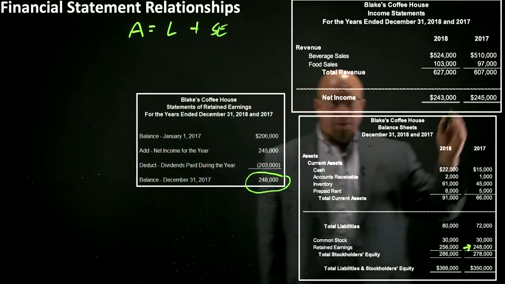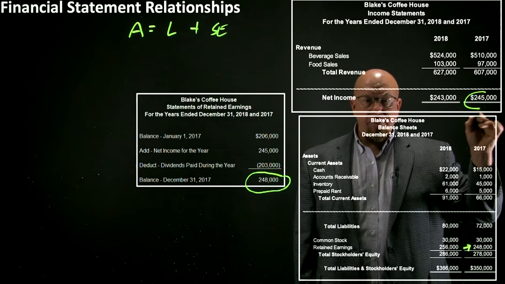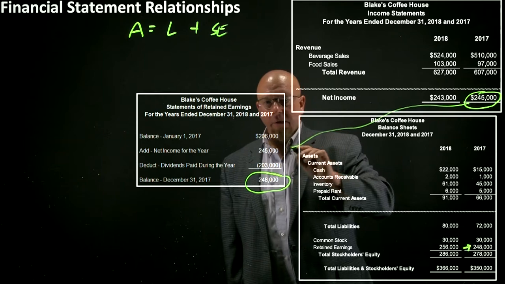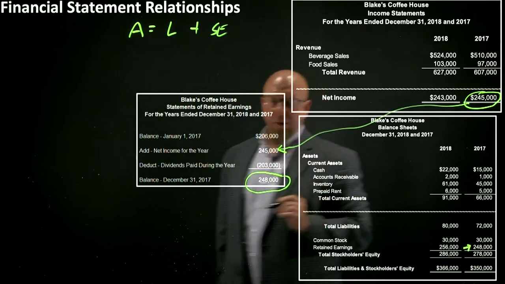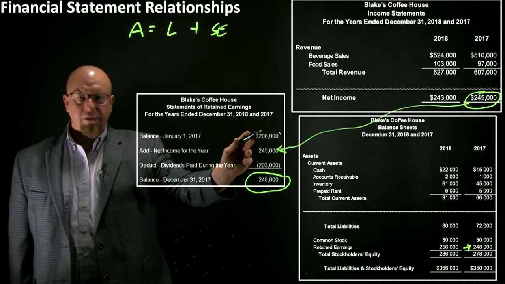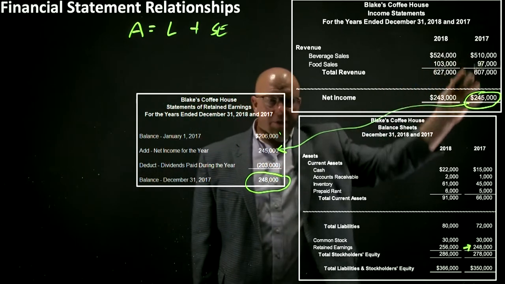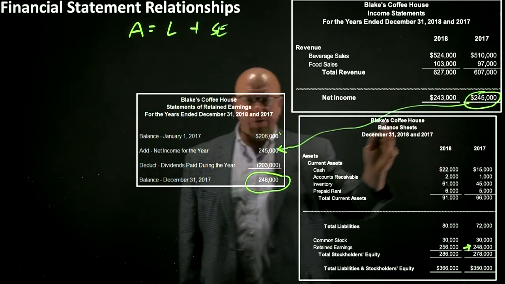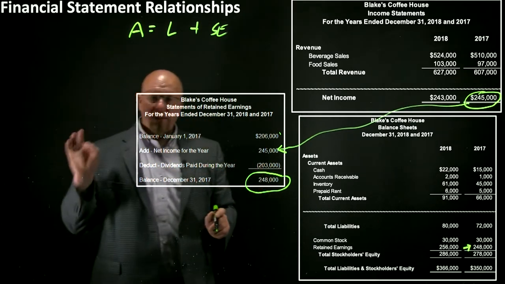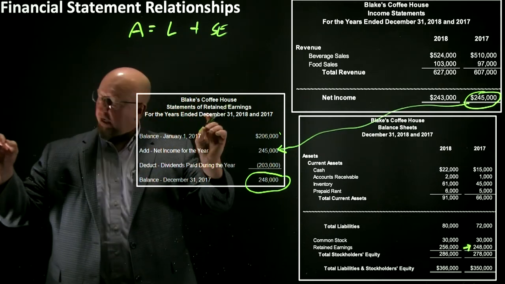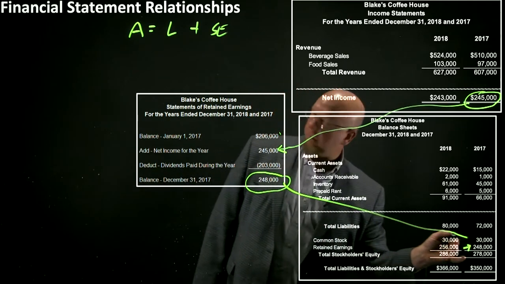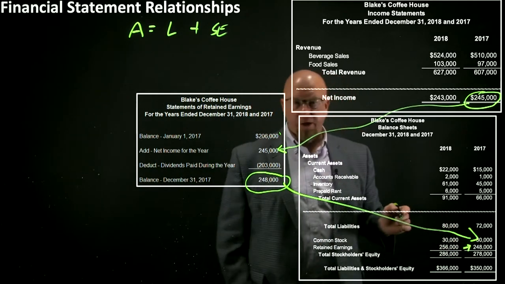Well, look at the net income from the income statement from running our business for the year 2017. That net income is a component of retained earnings. Retained earnings began the year at $206,000. Then we ran the business, generated a profit of $245,000. That caused our retained earnings to increase. Then we paid those dividends to the shareholders, which caused the retained earnings balance to decrease, ultimately ending at this balance right here, the $248,000.